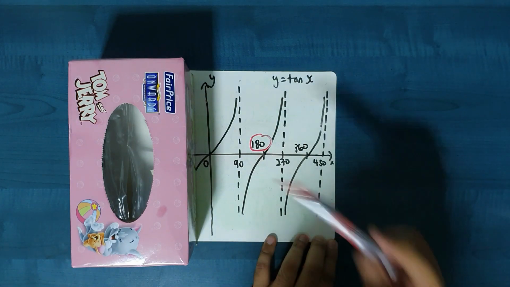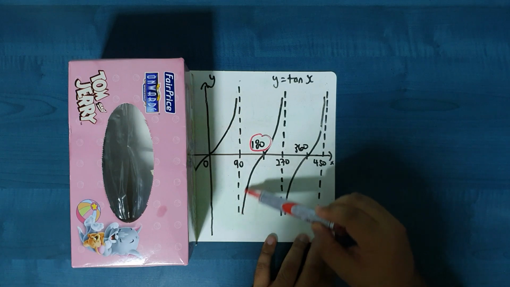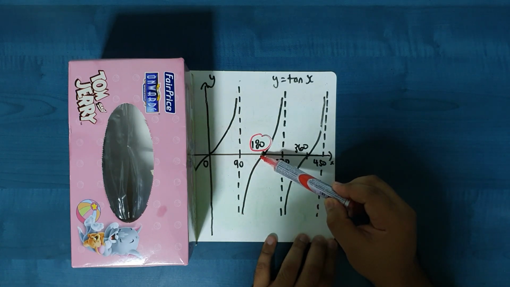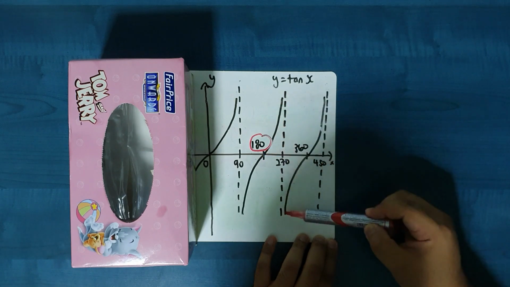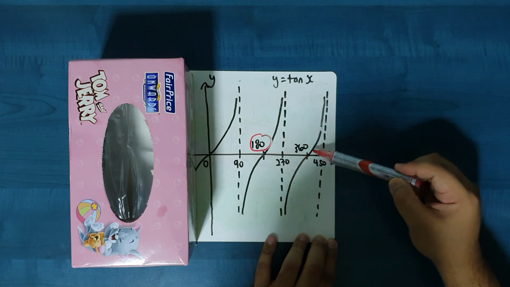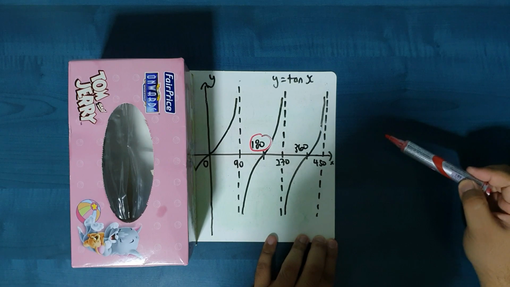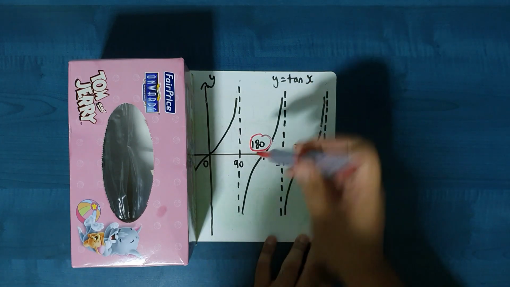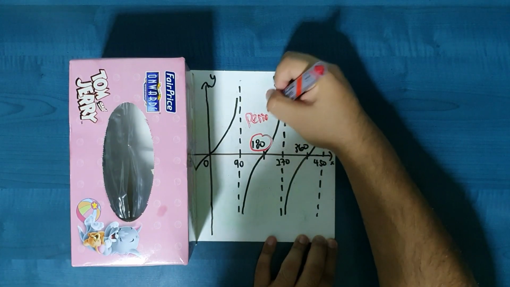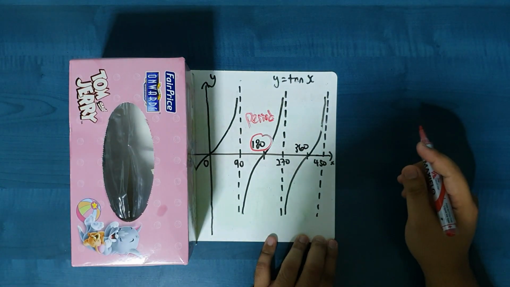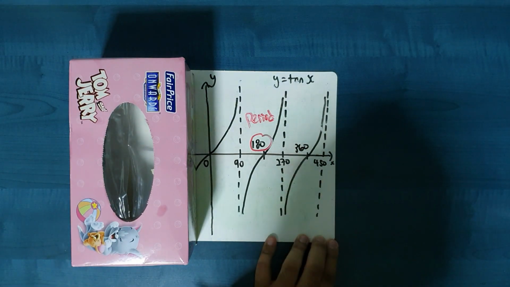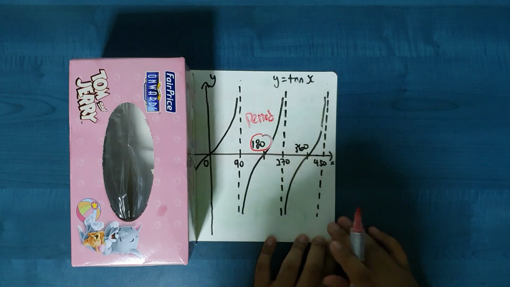If you look closely, like that, one complete wave. One complete curve. Then it continues here and here. And then it will continue here and over here. So for tangent x, the period is 180 degrees. And recall, sine x and cosine x, their periods are 360 degrees. So note the difference.